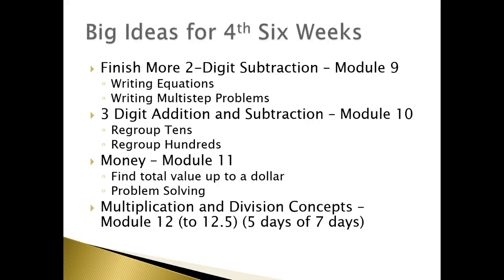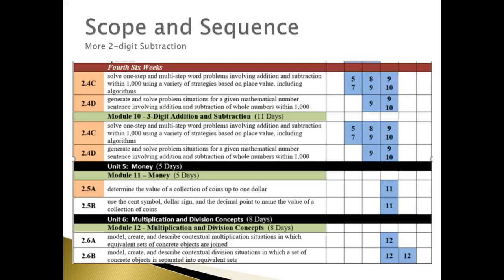The big ideas for this 6 weeks is to finish our 2-digit subtraction, begin our 3-digit addition and subtraction, talk about collections of coins and what their total value would be, and then we'll begin multiplication and division concepts. Here's what the scope and sequence looks like for this time.